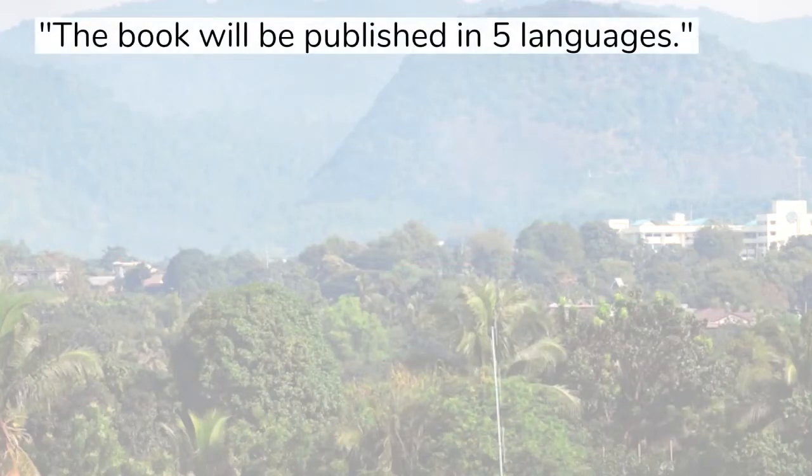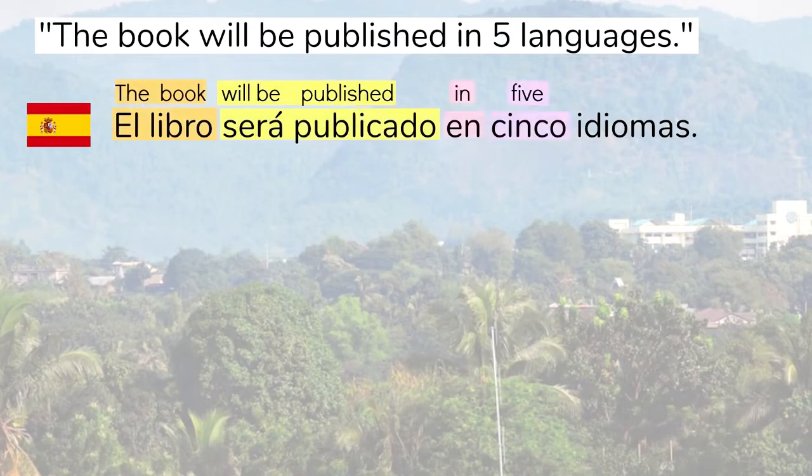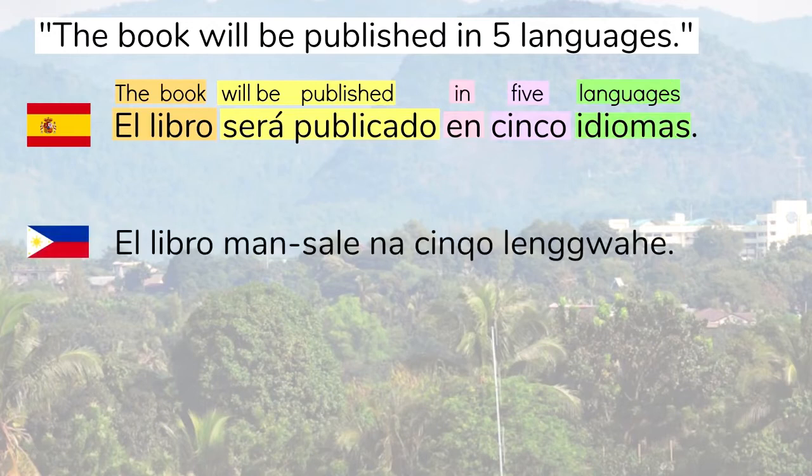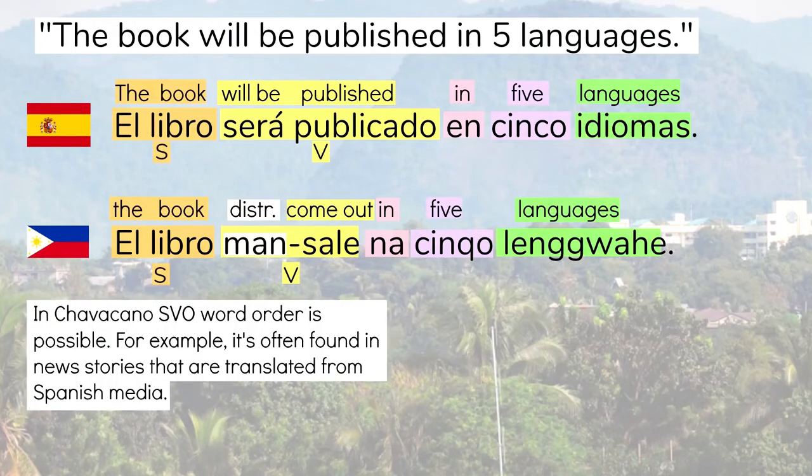Here's a sentence meaning the book will be published in 5 languages. In Spanish, El libro será publicado en 5 idiomas. Word for word it's the book will be published in 5 languages. And in Chavacano, El libro mansale na 5 lenguaje. Word for word it's the book, verbal prefix, come out in 5 language. In this sentence, we see that the subject comes first in both sentences. In Chavacano, SVO word order is possible. For example, it's often found in news stories that are translated from Spanish media, keeping the text as similar to the Spanish version as possible.